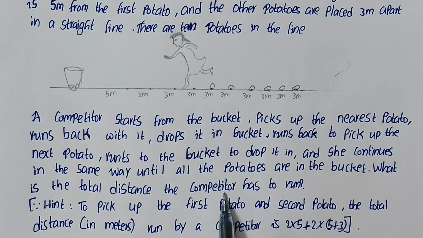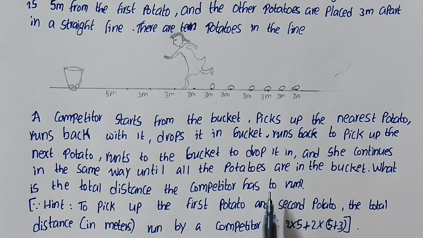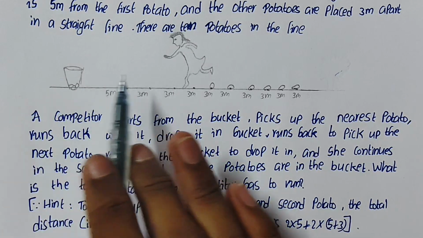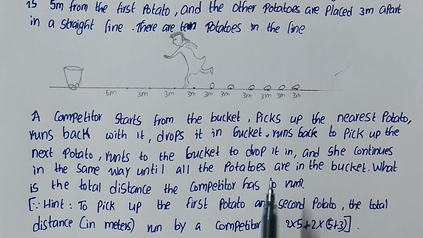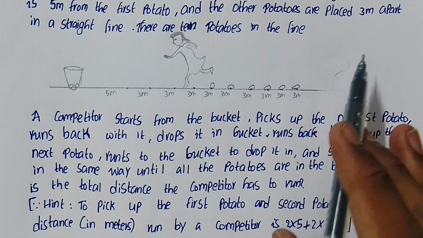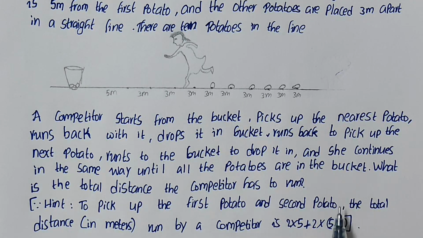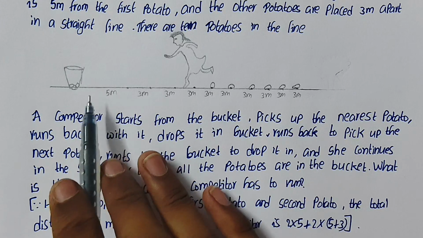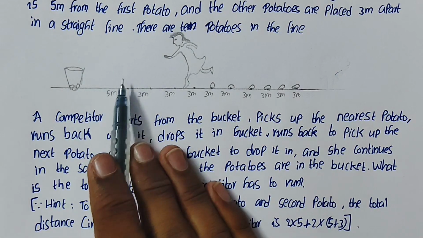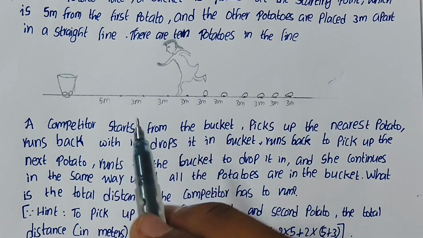What is the total distance the competitor has to run? So he asked to find out the total distance, how much she covered, and means how much she ran in that area. So the hint he gave, to pick up the first potato and the second potato, the total distance will be 2 into 5, because she comes from the bucket to 5 meters.